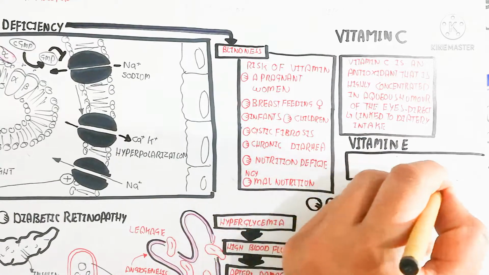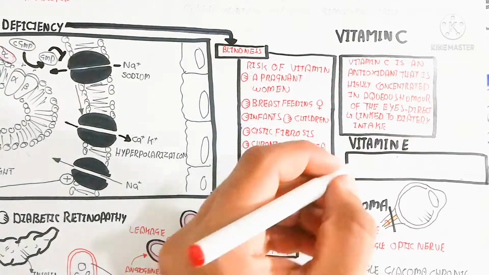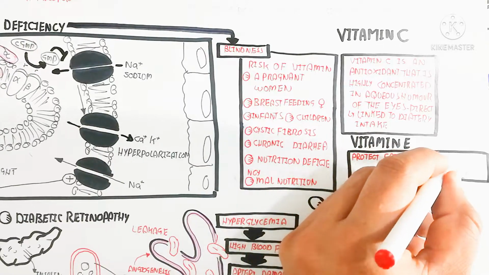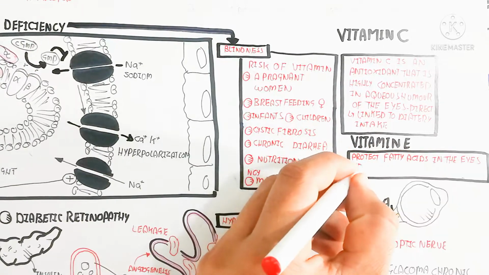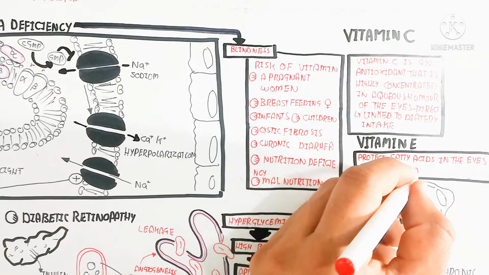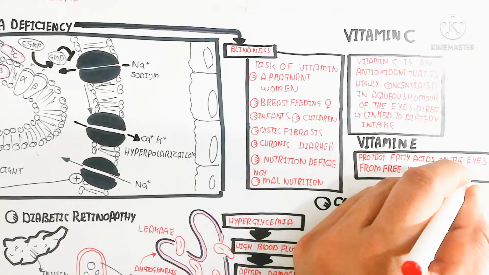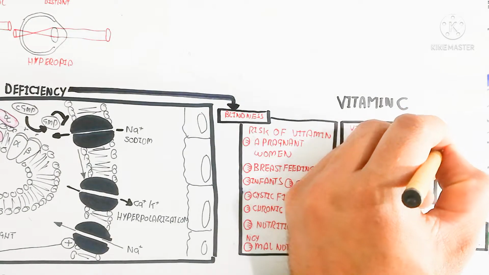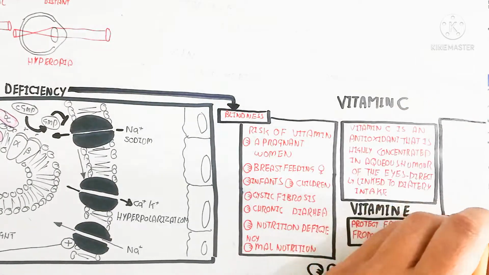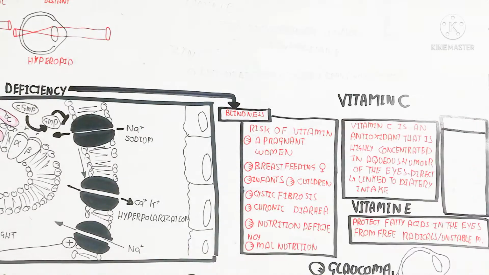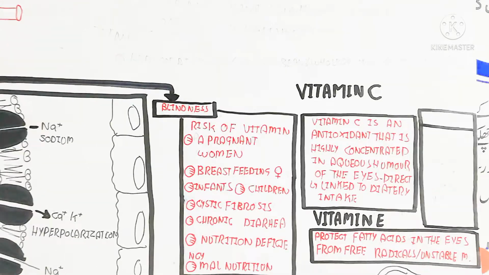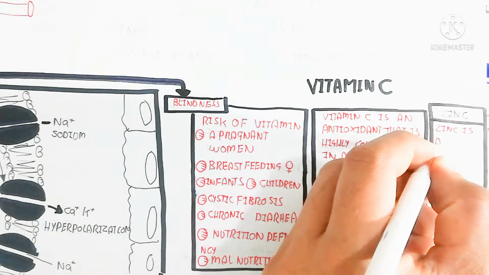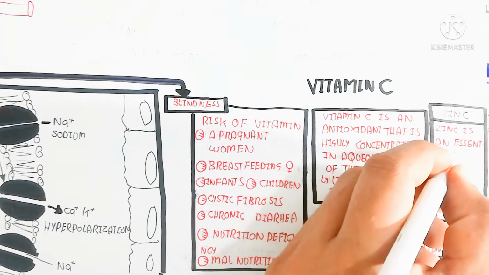Vitamin E is fat soluble, but vitamin C is not fat soluble, so it will not be stored in our body. So vitamin C is continuously required, while vitamin E and vitamin A are not required continuously or with every meal. Vitamin E protects fatty acids in the eyes from free radicals and unstable molecules. In this way the eyes maintain their function due to vitamin E.